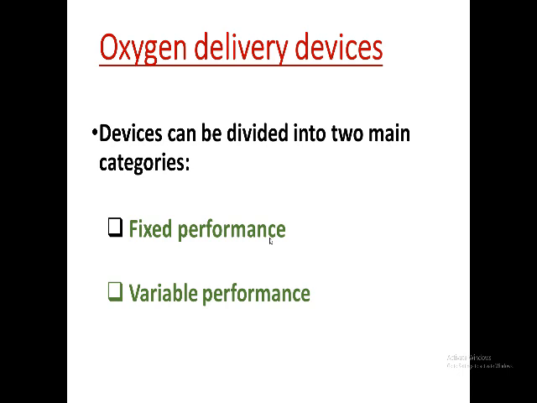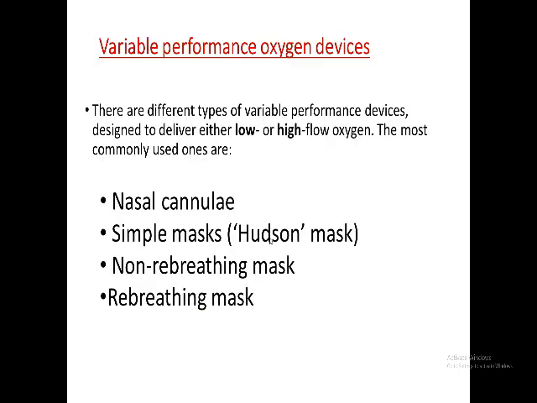What we mean by fixed performance is giving a fixed oxygen supply to the patient. Whether the patient has tachypnea, increased respiratory rate, or a lower respiratory rate, it will give a fixed oxygen tension to the patient, regardless of the patient's respiratory rate. And we have variable performance. If the patient increases respiratory rate, it decreases oxygen supply. If the patient decreases respiratory rate, it will increase the oxygen supply.